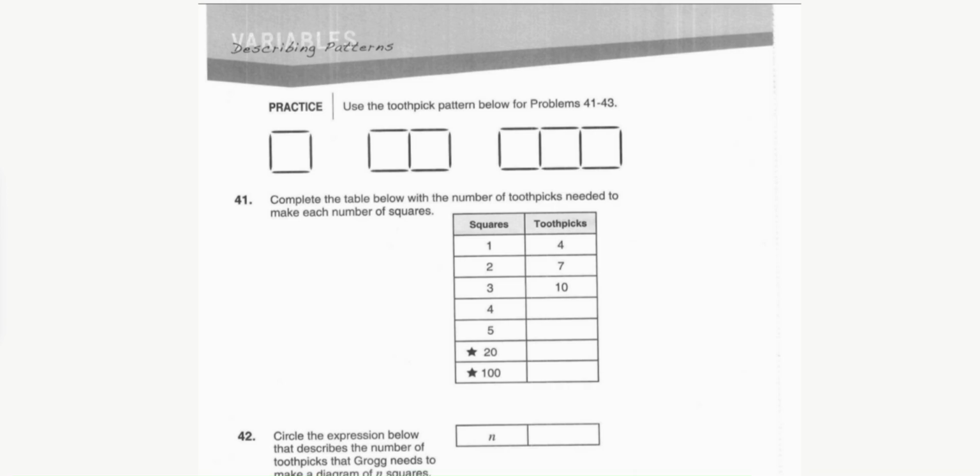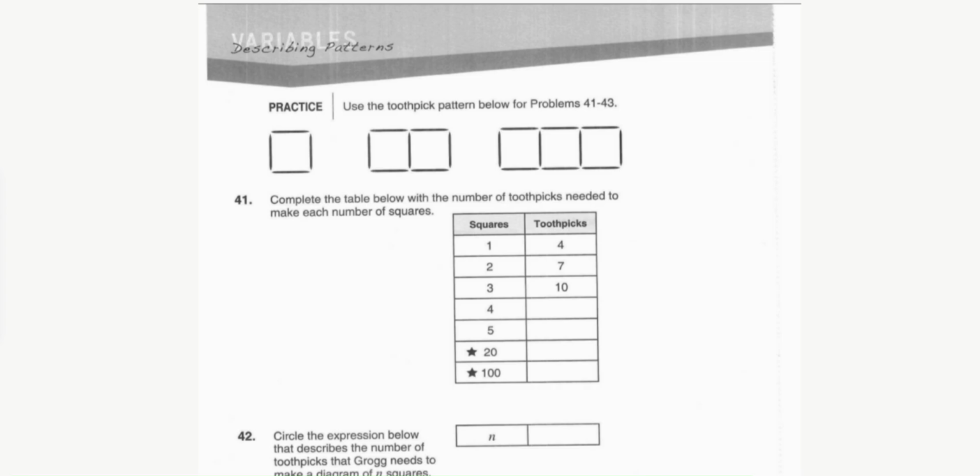Next, we have to use the toothpick pattern below for problems 41 to 43. We have to complete the table below with the number of toothpicks needed to make each number of squares. For 1 square, we have 4 toothpicks. For 2 squares, we need 7 toothpicks. For 3 squares, we need 10 toothpicks. For 4 squares, we need to have 3 more toothpicks.